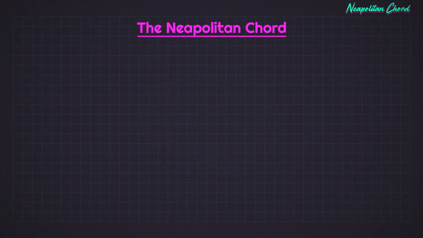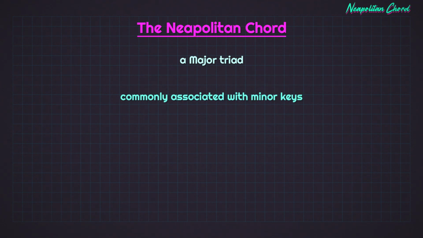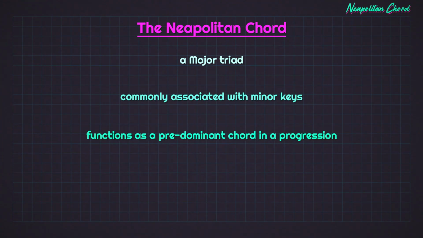The Neapolitan chord is a chord used in special circumstances to give a distinctive sound to your music. But let's first begin by talking about the chord. Well, the Neapolitan chord is a simple major triad, and it's most commonly associated with minor keys. Importantly, the chord functions as a predominant chord in a progression. The last point is the most important thing to remember about the Neapolitan chord, and that's how it functions.